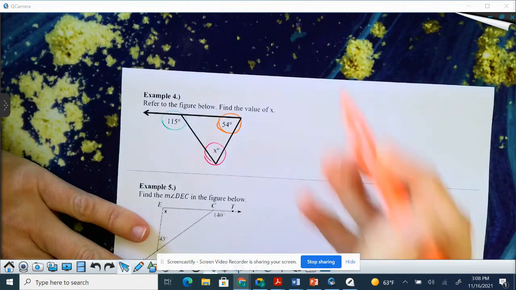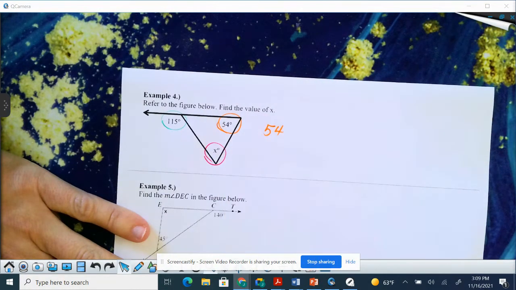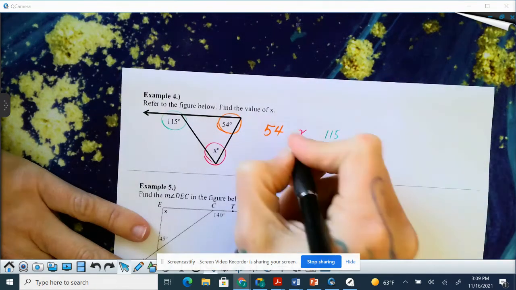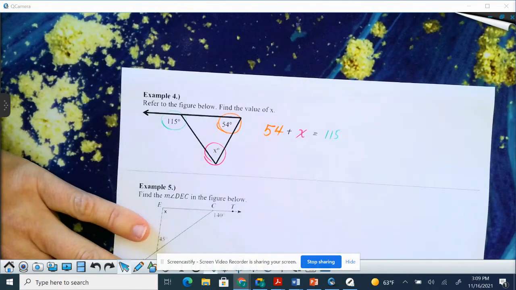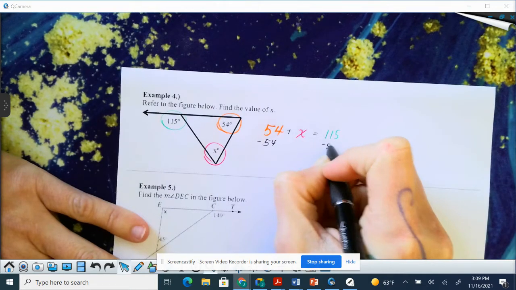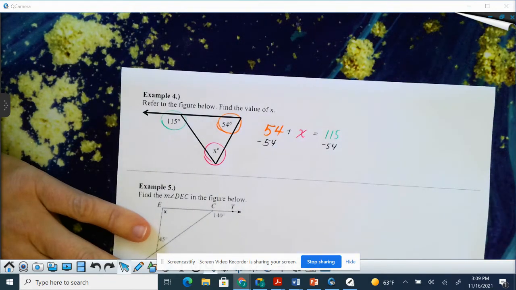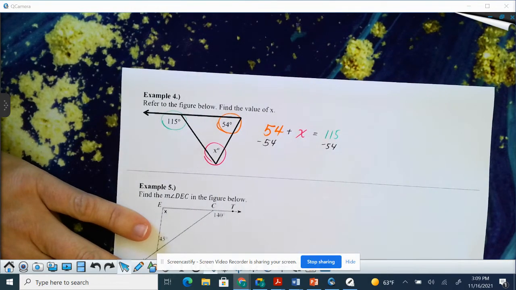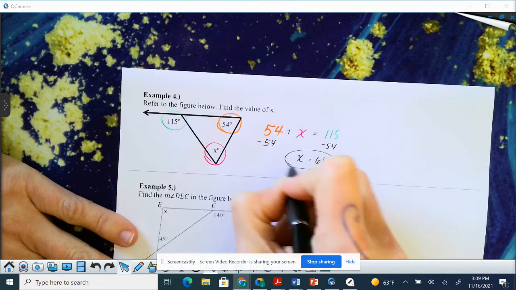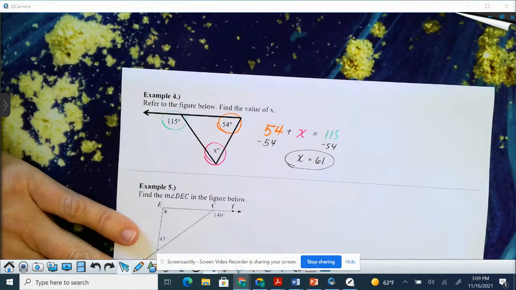So that's going to be 54 and X, and it's going to give me 115. So 54 plus X equals 115. I need X by itself, so I'm going to subtract 54 from both sides. So 115 minus 54 gives us 61. So X equals 61. And that's our missing angle up there.